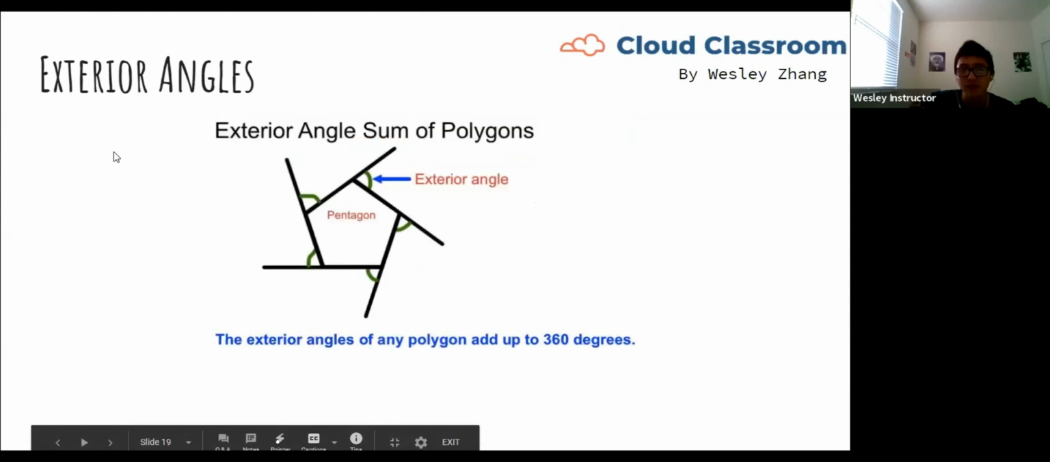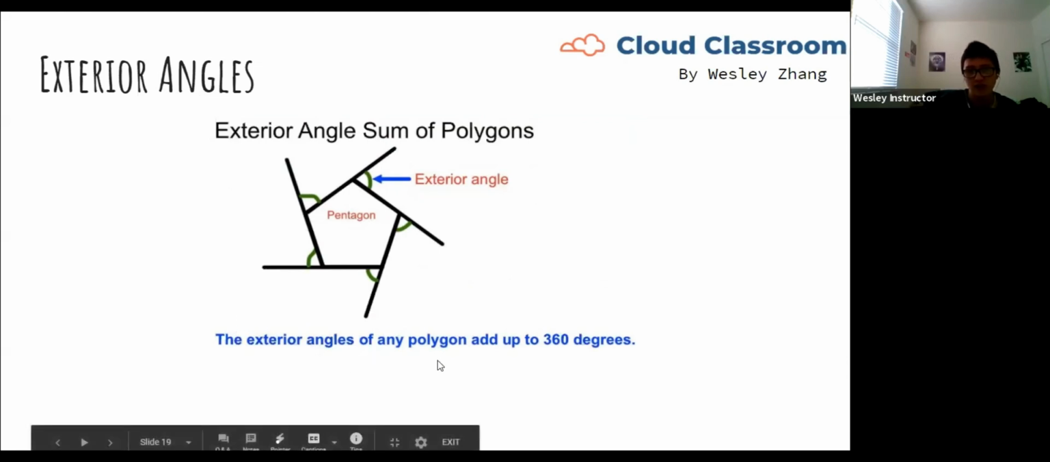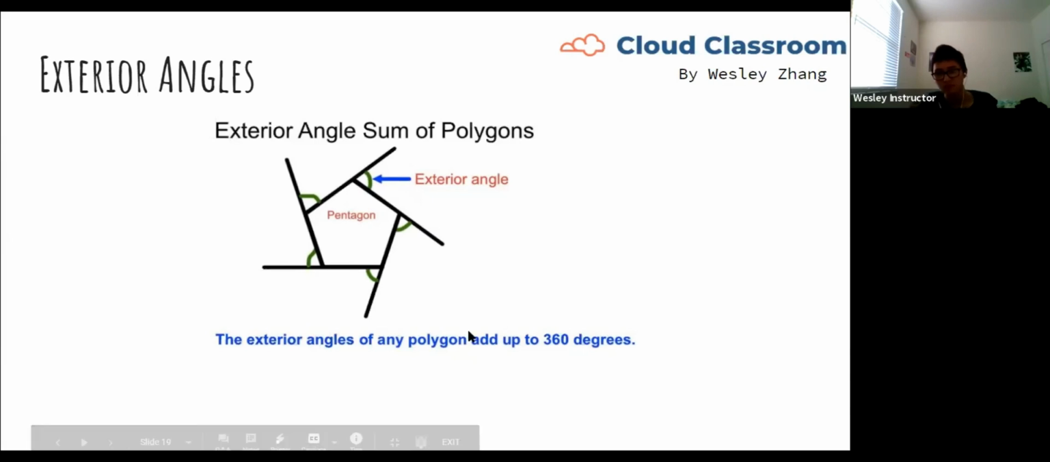All right, exterior angle sum of polygons. None of my teachers ever taught this theorem at my school, but I saw this, and I guess it's nice to show you guys. So here are the exterior angles of a pentagon. You guys see here with these green curves, these represent the angles. This basically states the exterior angles of any polygon add up to 360 degrees. So that is the theorem. If you add up all these exterior angles, they'll add up to 360 degrees.